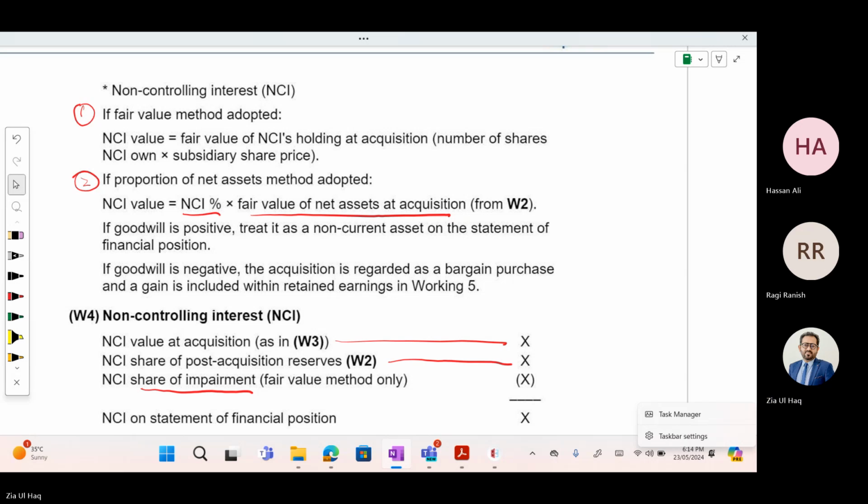What's the other method? The other method is called the fair value method. Normally with this method the figure is given in the question. Or we can calculate the fair value of the non-controlling interest holding at acquisition.